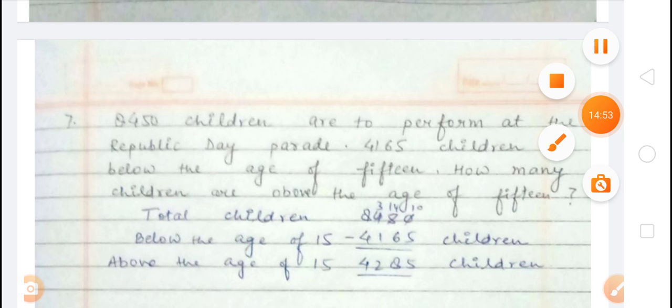So the answer is 4,285 children are above the age of 15.